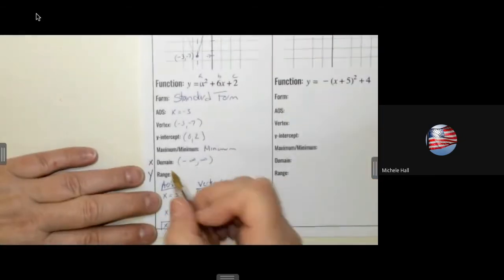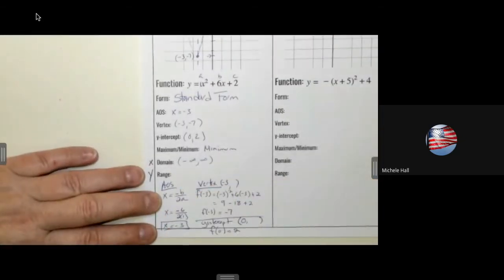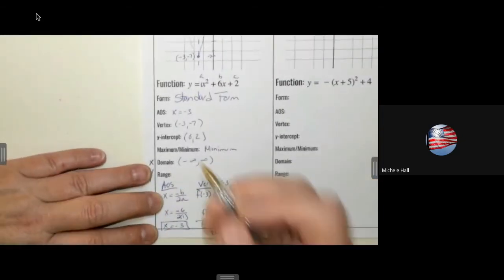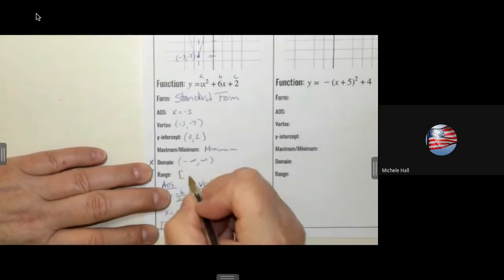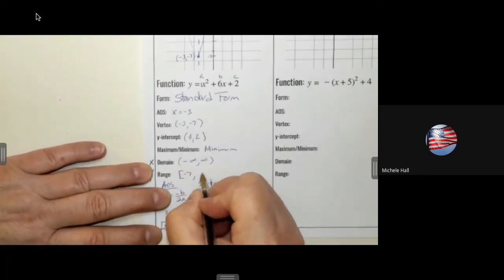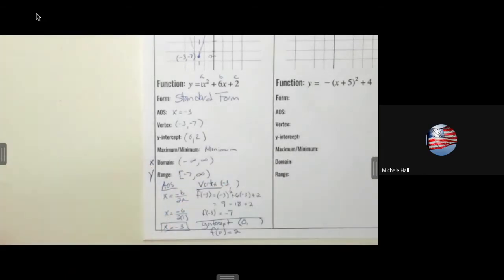So that means, does it include negative 7? Is the parabola at negative 7? Yes, it is. So I'd use a square bracket and put negative 7 to infinity with a rounded bracket. And that is fully understanding the parabola from standard form.